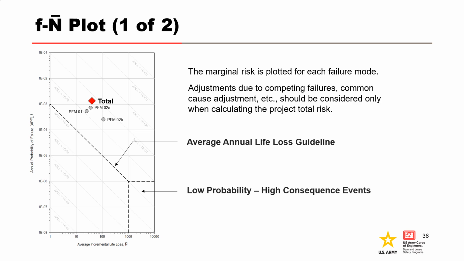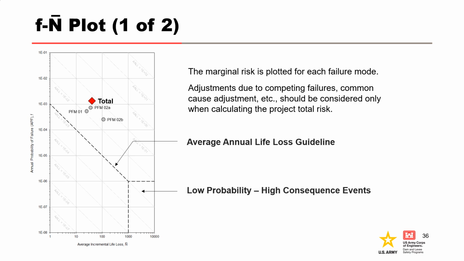Let's start with the little FN plot. The little FN plot is the most used and one of the easier portrayals to understand. It is one of the primary considerations used when assigning dam and levee safety action classifications. The x-axis is the average incremental life loss, N bar, and the y-axis is the annual probability of failure. The diagonal lines, which are the product of the APF and N bar, show the average annual life loss.